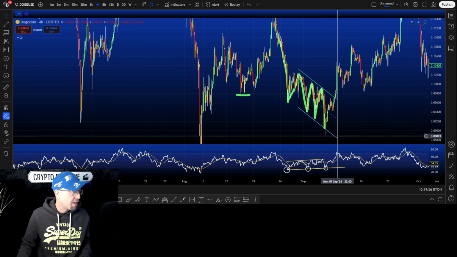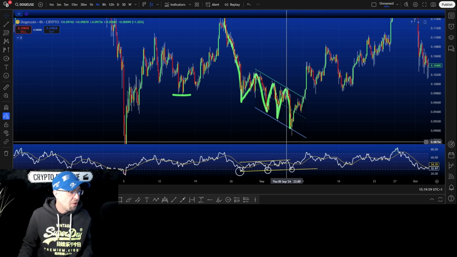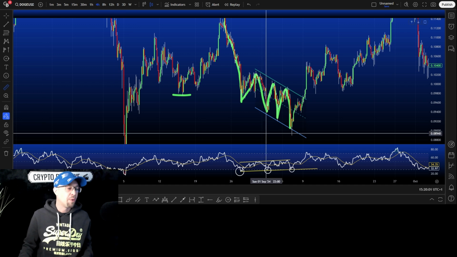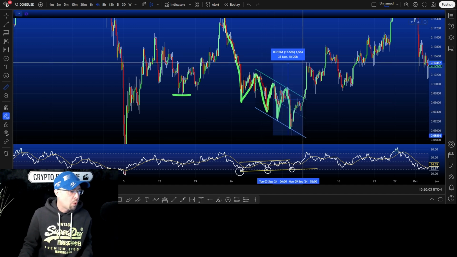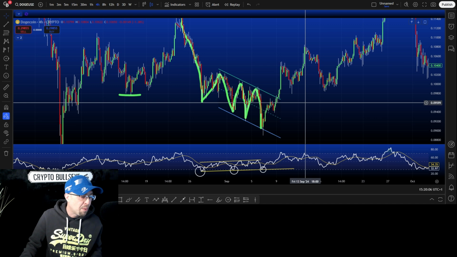You got a big pump to the upside here. How big was this pump from the bottom on Dogecoin? That one swing was 17.7%. Right, so there's one example. Let me just zoom in, see if we can find a couple more examples, guys.